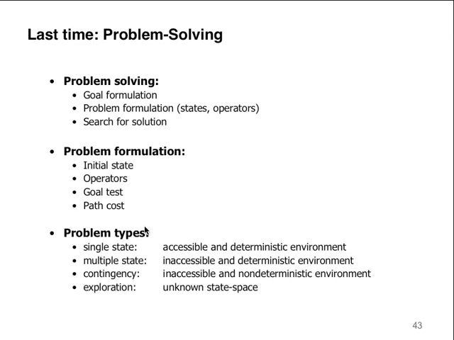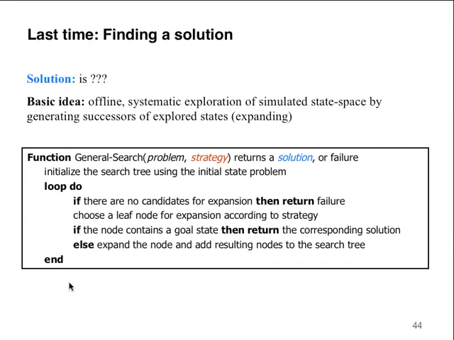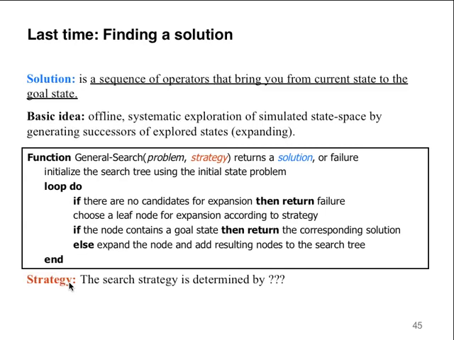In terms of the problem states, we talked about this before. This is a little bit of a review before we broke out, where we have a single state, a multiple state, contingency, and then we have exploration, which is another state that we can apply to unknown state spaces. We talked about this as a sort of a review of what we talked about before the break. Last time we also talked about the concept of finding a solution. And so the solution is, well, that's a good question. What is the solution? It's a sequence of operators that bring you from the current state to the goal state.